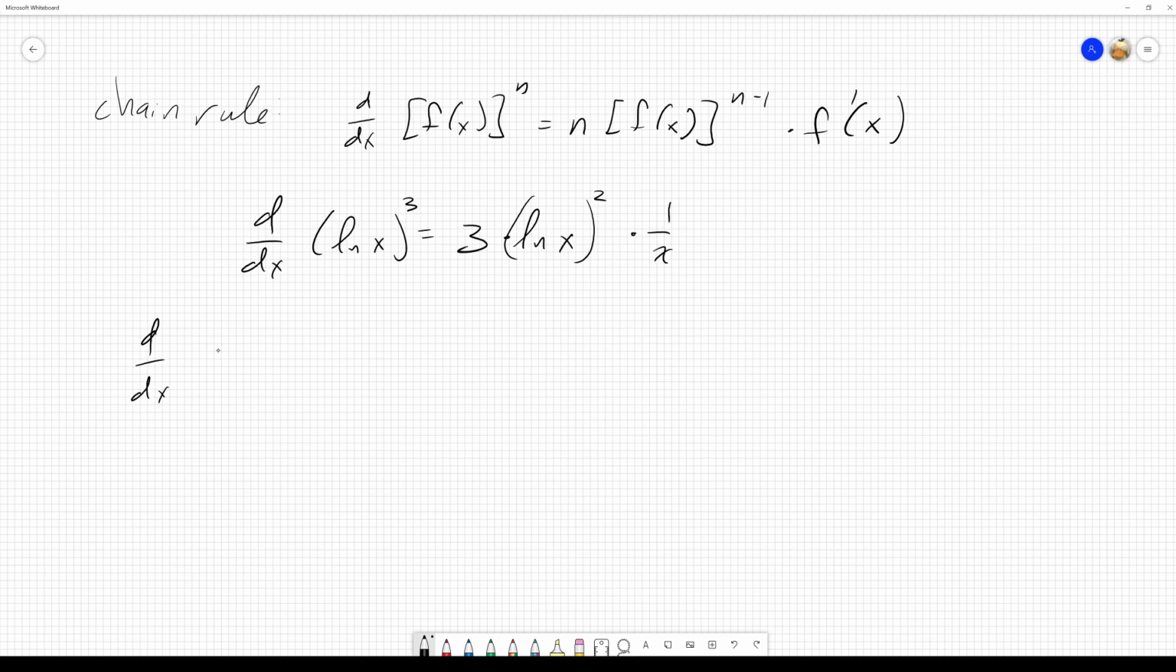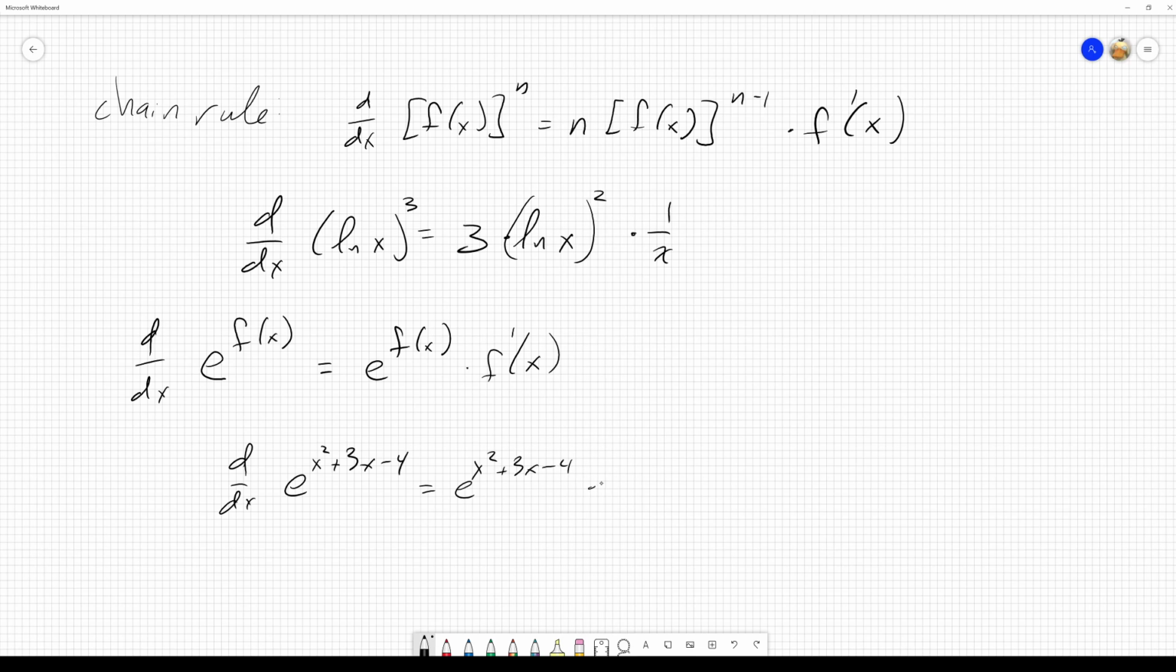And if I have the derivative of e raised to the power of a function, then I'm going to get e raised to the power of the function, because the derivative of e to the x is itself, but then I'm going to multiply by the derivative of the function. So for example, the derivative of e to the x squared plus 3x minus 4 is e to the x squared plus 3x minus 4 times 2x plus 3.